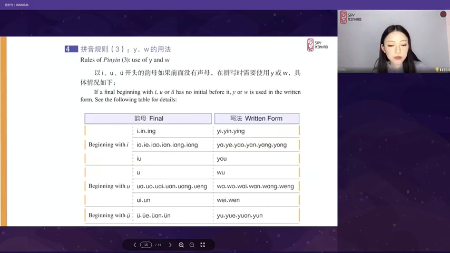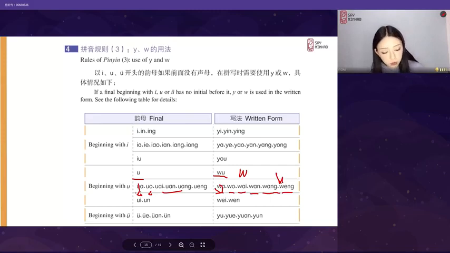Okay, now let's see. First, when it begins with U, we will put this initial U before it. And when there are vowels after it, we will remove the final U and put the initial U before it. For example, wa, wo, wai, wan, wong. We removed all of the final U and replace it with the initial U.